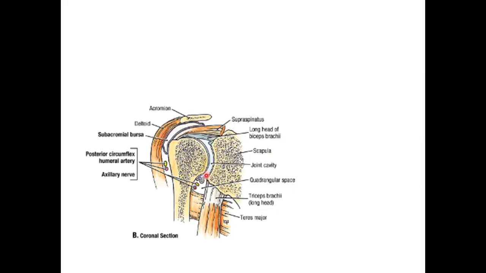And then, what else is important here? They're trying to show you, by having the cutaways here, the posterior circumflex humeral artery, as well as the axillary nerve going around that surgical neck of the humerus. They're showing you teres major inserting and how it's not around your rotator cuff because it is not a rotator cuff muscle. What else? I think that's most of what they're trying to show you here. It's just so you get a better three-dimensional view of the joint cavity itself, seeing how the humerus articulates with the glenoid fossa of your scapula.